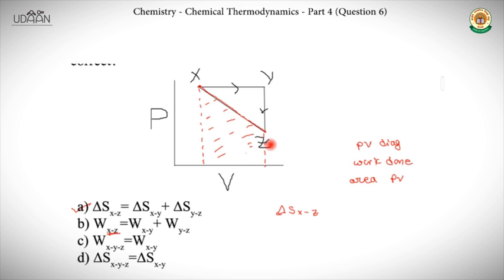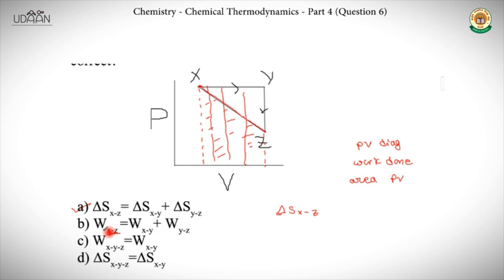They gave that work done from X to Z is equal to X to Y plus Y to Z. But what is the work done from X to Y? It is the area under this whole graph. It will cover everything, which is not equal to this one. So clearly option B is wrong.